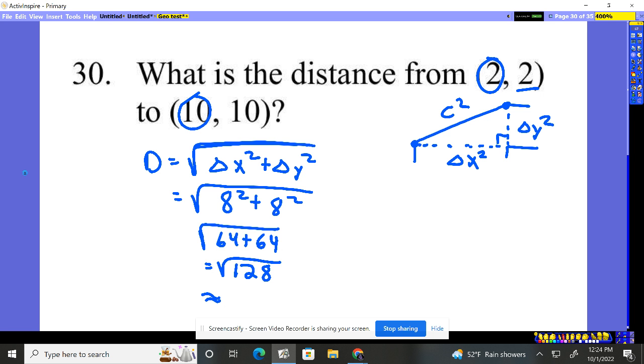Once I do that, I know 11 times 11 is 121. You have a calculator. You should get, I don't know, about 11.2, 11.3. I think it's 11.3. Round to the nearest tenth. Yep, 11.3.